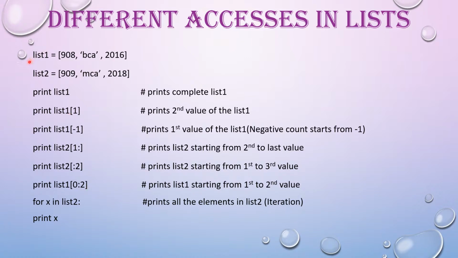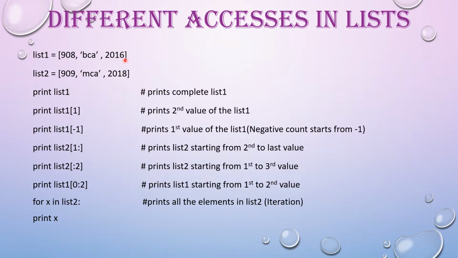Firstly, we have declared two lists, list 1 and list 2. We have printed list 1, and then we have printed list 1 of index 1, which prints only the second value, that is BCA in list 1. Then we have used the negative count -1 in list 1, which prints the first value from the right-hand side. Which is the very first value from the right? It is 2016. So it prints 2016.